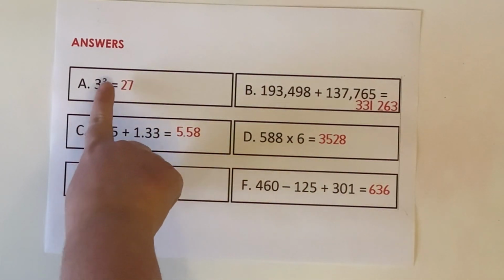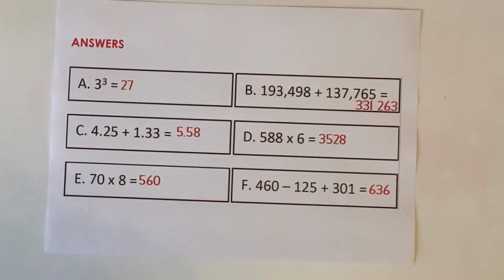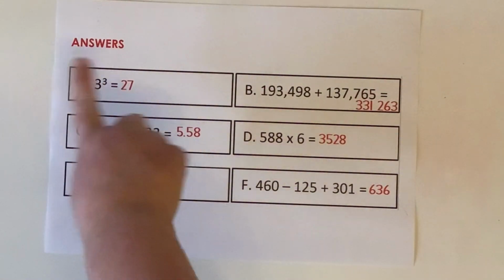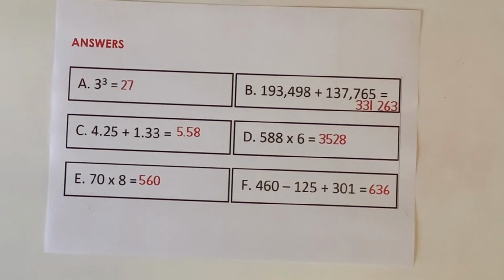So it's 3 cubed. The cubed meaning that we times that 3 by itself 3 times. So I would do 3 times 3 times 3. 3 times 3 is 9, times by 3 is 27. Well done for that.